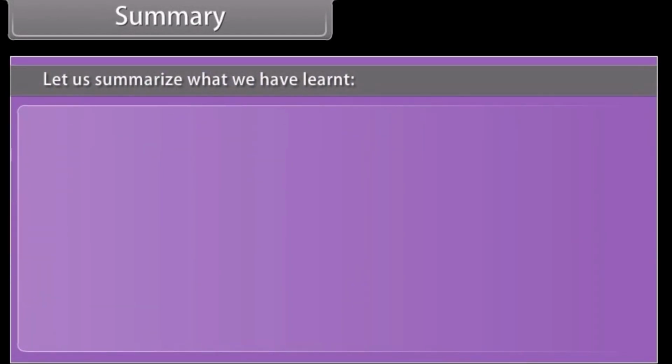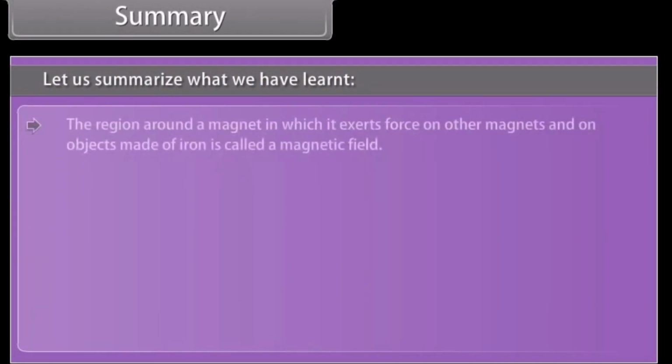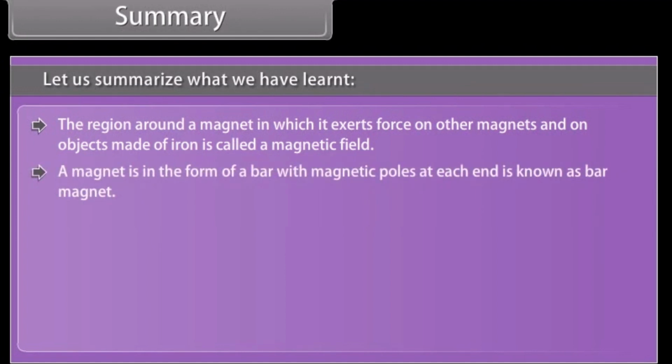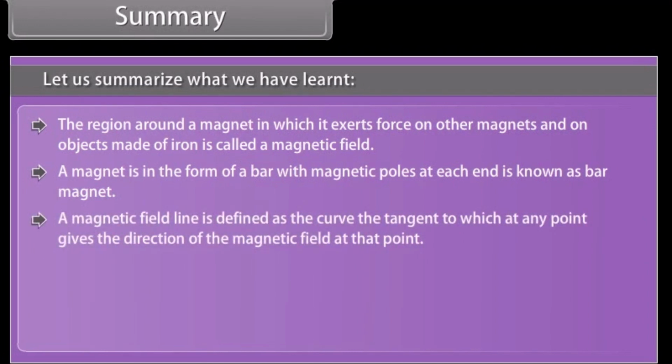Summary. Let us summarize what we have learned. The region around a magnet in which it exerts force on other magnets and on objects made of iron is called a magnetic field. A magnet in the form of a bar with magnetic poles at each end is known as a bar magnet. A magnetic field line is defined as the curve, the tangent to which at any point gives the direction of the magnetic field at that point.